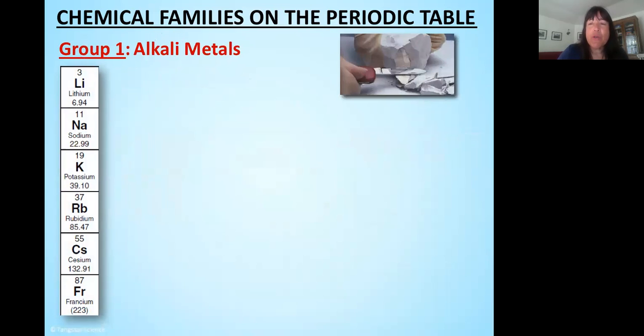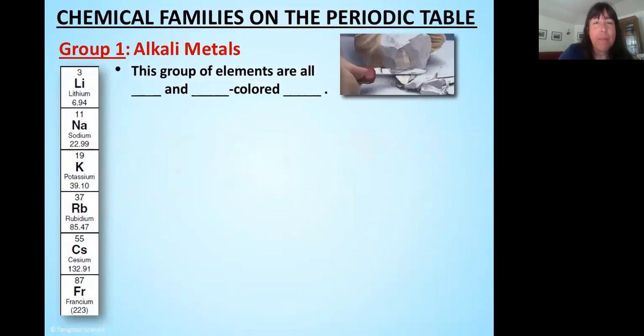Now, this is a picture of someone cutting the metal. It looks like a big block of cheese. It's not, it's a metal. So this group of elements are all soft. You can cut it with a knife, it's weird. And they're silver colored. And they're all solid.